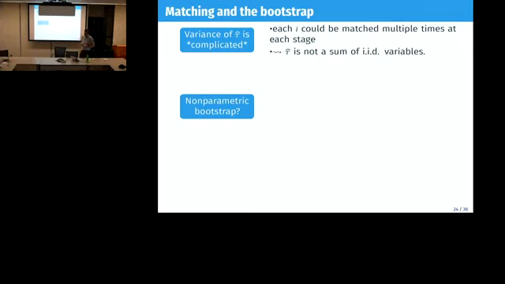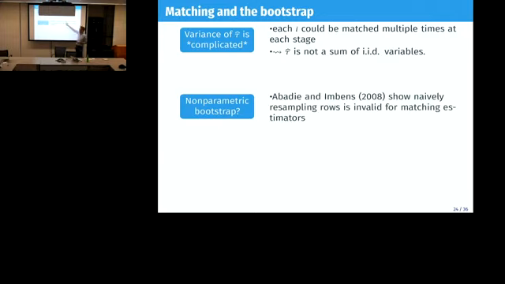And so there's a couple of different ways you can think about this. Well, one, the standard thing to do in a situation where that's the case is you just do a non-parametric bootstrap. But a paper by Abadie and Imbens shows that naively resampling rows is invalid for matching estimators. This has to do with preserving the distribution of how many times a matched unit is in the sample. Basically, when you have a unit that's included in the bootstrap twice, they get doubly matched, potentially, right? And so that distribution gets a little skewed.